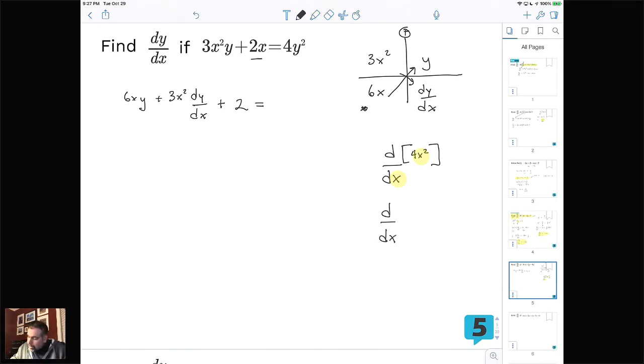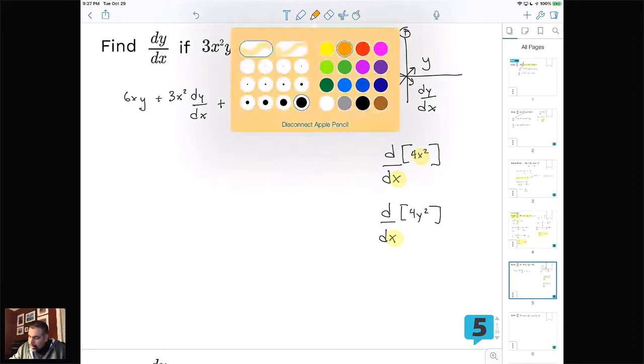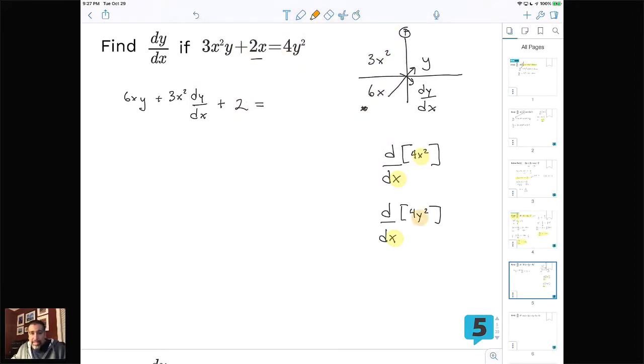When I try to do the derivative of 4y squared, I've got problems, because x is my independent variable in the derivative that I'm taking it with respect to, but y is the variable in the problem. Those don't match. And if they don't match, you've got to go chain rule. That's basically what it comes down to. If it doesn't match, it means you don't have a one step and you have to use a chain rule instead.